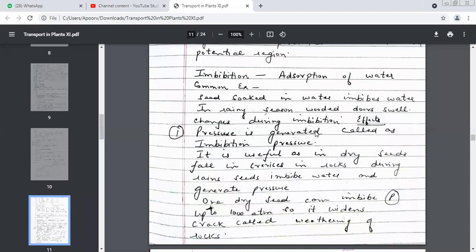Any idea? Anyone? What does the word crevices mean? Crack. Very good, very good. The word crevices means cracks. Now understand this process.